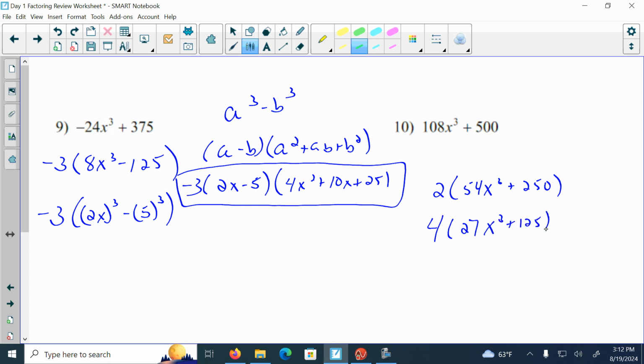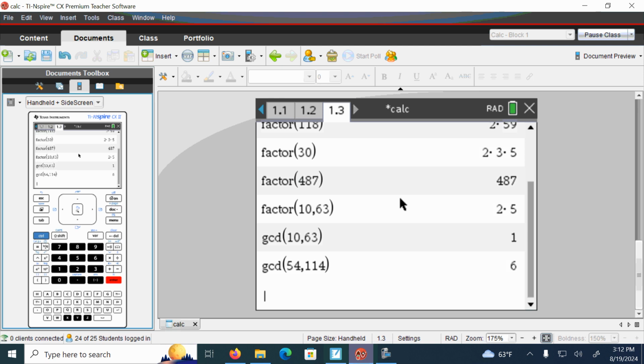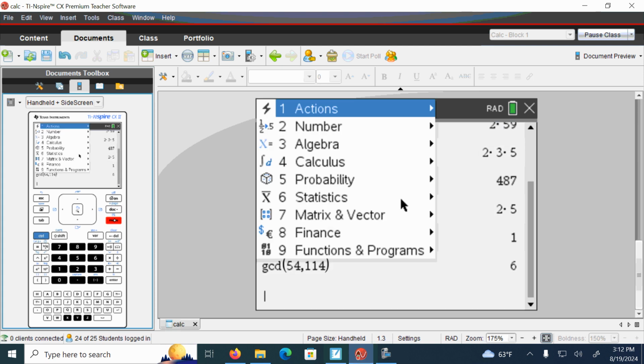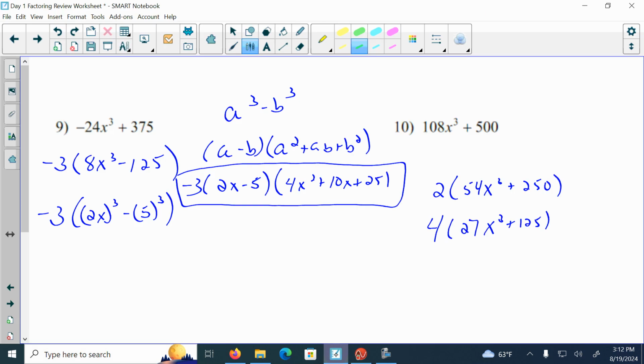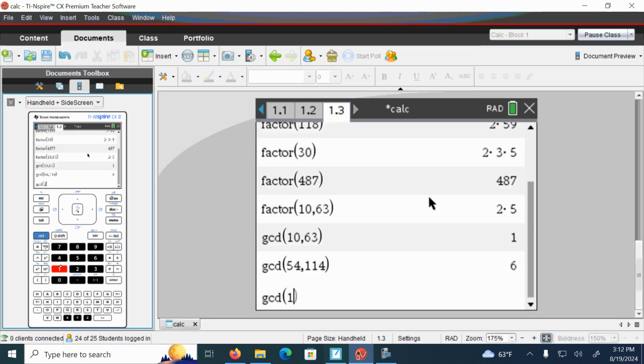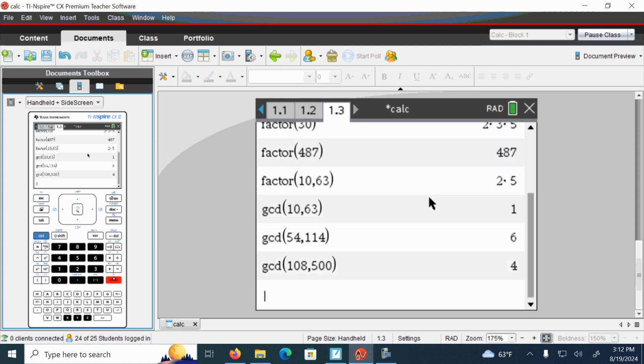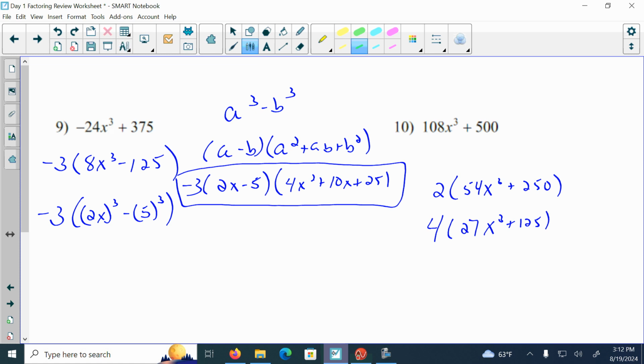If you didn't want to think of it that way, because it's a lot of thinking, you could have done menu, number, greatest common divisor, and I'm going to put those two in, which were 108 and 500. 108, comma 500, and that should tell me 4, and I could skip that one step. All right, so this is a sum of perfect cubes. So this is 3x to the 3rd plus 5 to the 3rd.